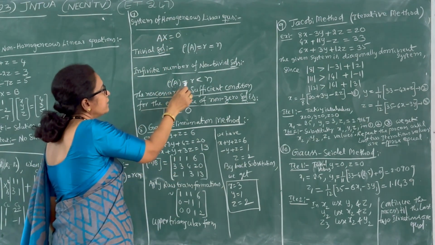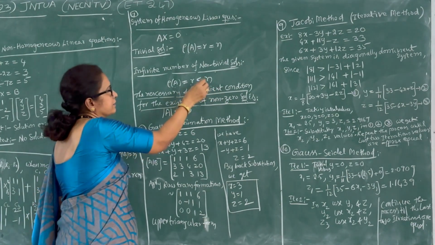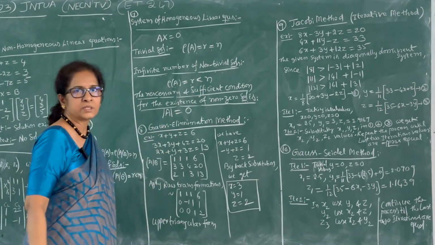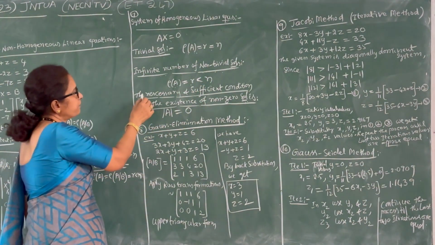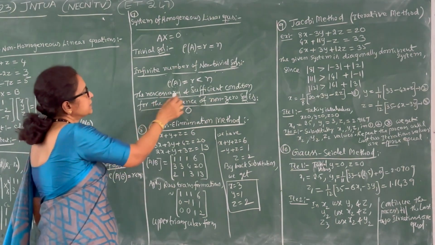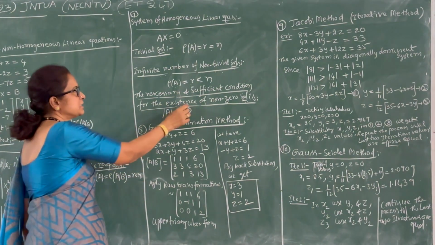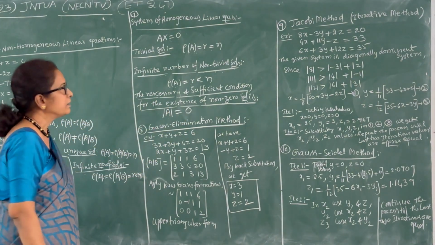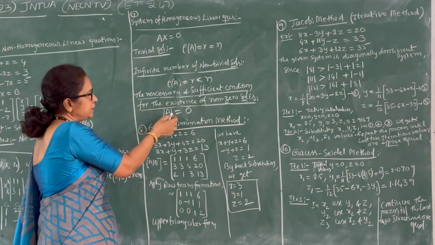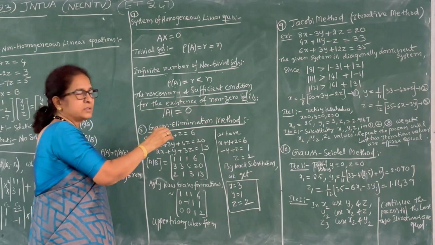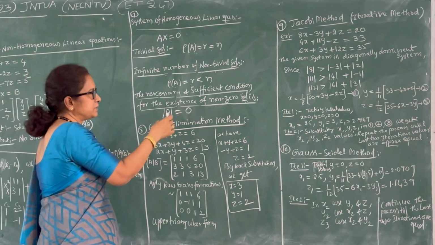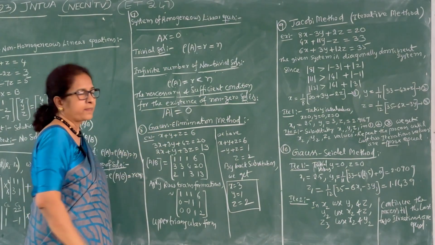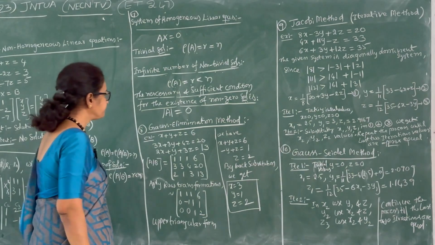If rank of A is less than n, then the given system has an infinite number of non-trivial solutions. Next important point is the necessary and sufficient condition for the existence of non-zero solution is that |A| is equal to 0. If in the given problems any coefficient is unknown, then in order to find those lambda and mu values, we are using this case, that |A| is equal to 0.